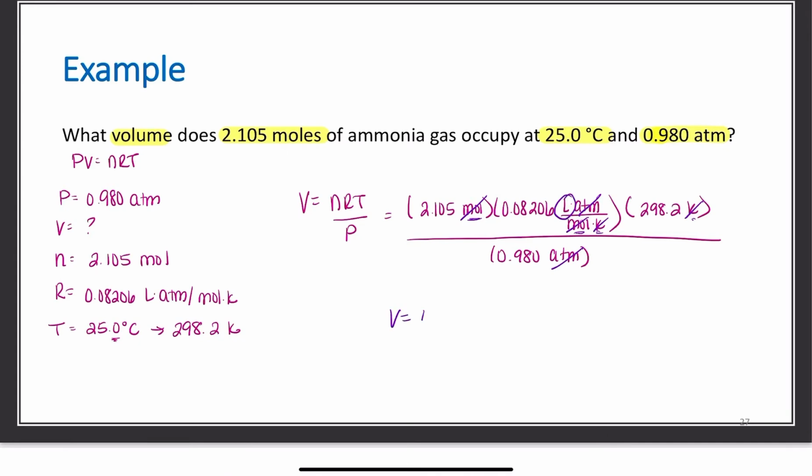I find my volume to be 52.6 liters. So if I had 2.105 moles of ammonia, this gas would occupy, at 25 degrees C and 0.980 atmospheres, 52.6 liters for its overall volume.